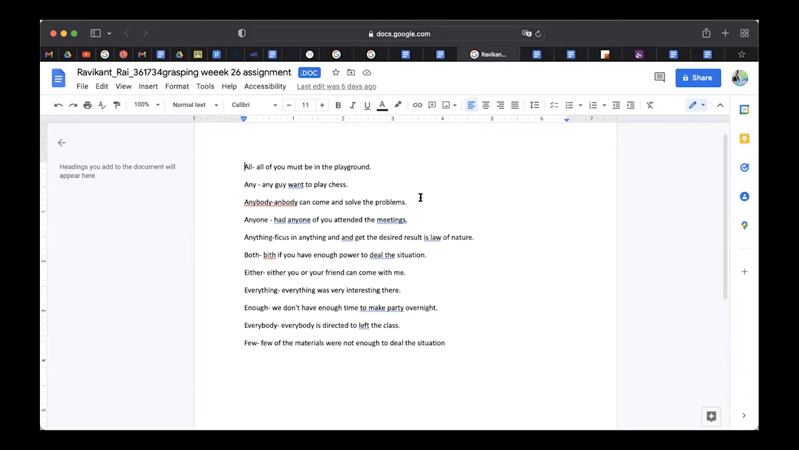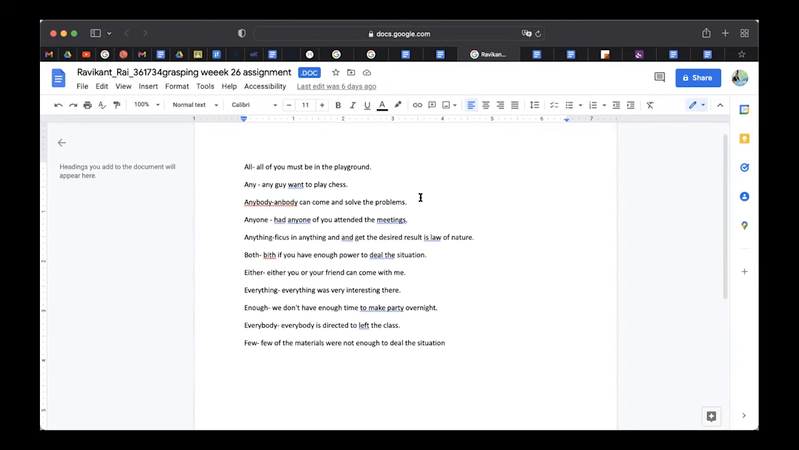Focus on anything and get the desired result is the law of nature. Both of you have enough power to deal with the situation. Either you or your friend can come with me. Everything was very interesting there. We don't have enough time to make party overnight. I don't know what exactly, Ravikant, do you mean to plan a party overnight? I don't know what does make party signify here?